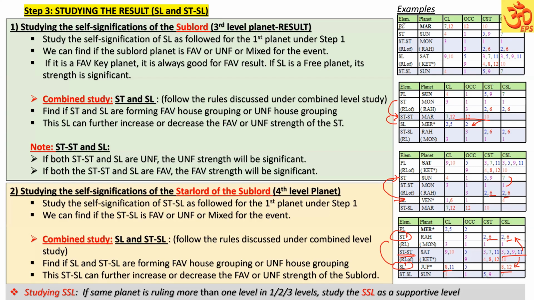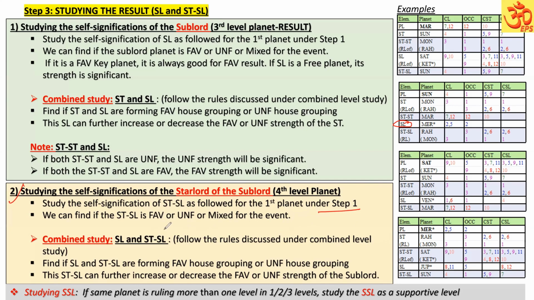Now, we have discussed only the sublord in the result. As you are aware, the sublord planet will have some impact through the star lord of the sublord. So now we are going to study the self-signification of the star lord of the sublord. That is the fourth level planet. In the same way, we have to study the self-signification of the star lord of the sublord following step number 1. And we have to check whether the star lord or the sublord is favorable, unfavorable or mixed for the event. Okay, next what we have to do?